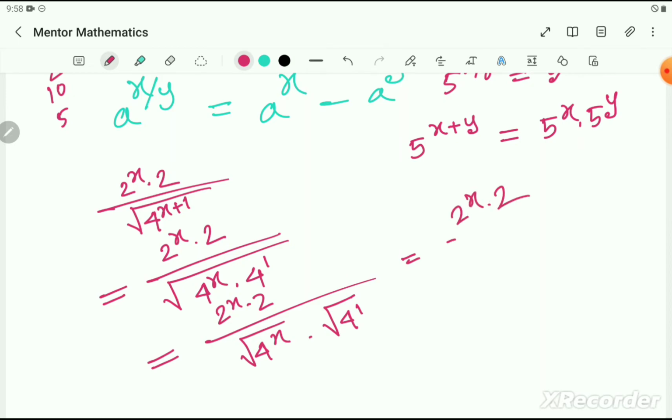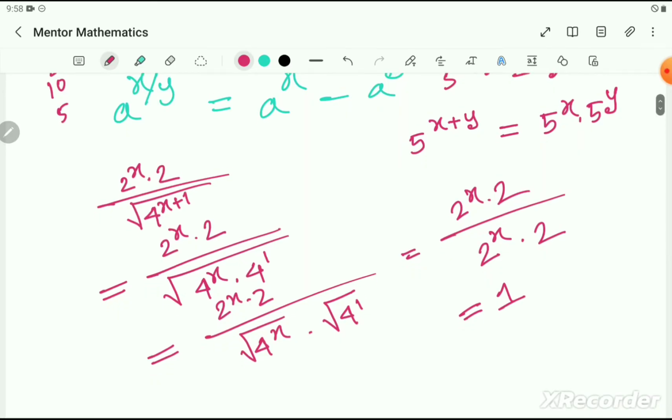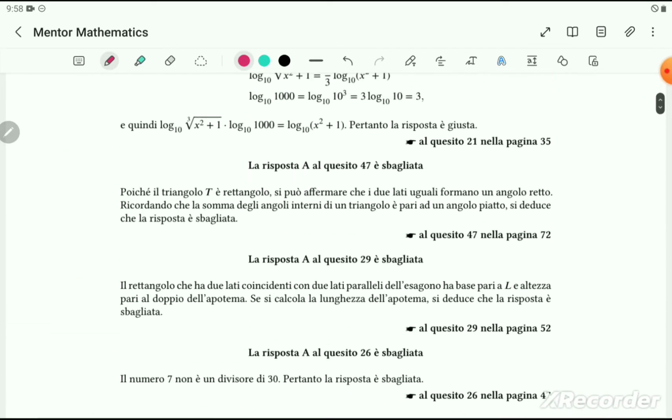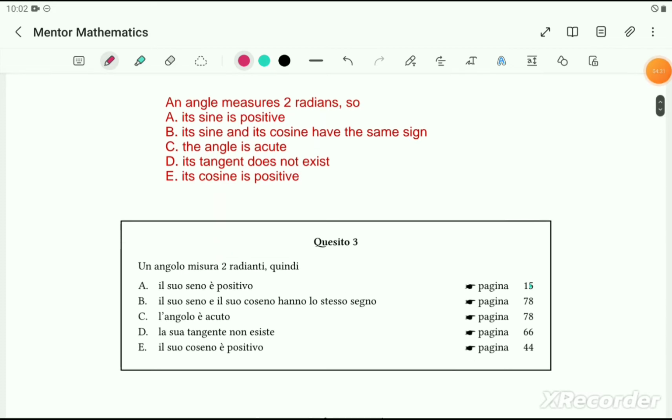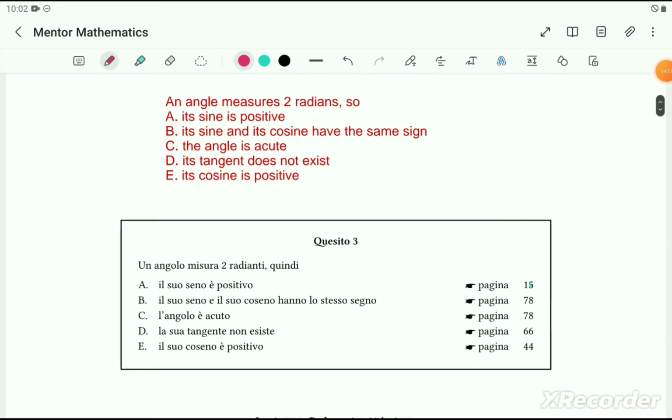Then it becomes 2 power x dot 2. So it's actually the same. I mean, the upper value and lower value are the same, so the ratio of them is 1. Therefore our answer is E, option E. Okay, so this is our question number 3.